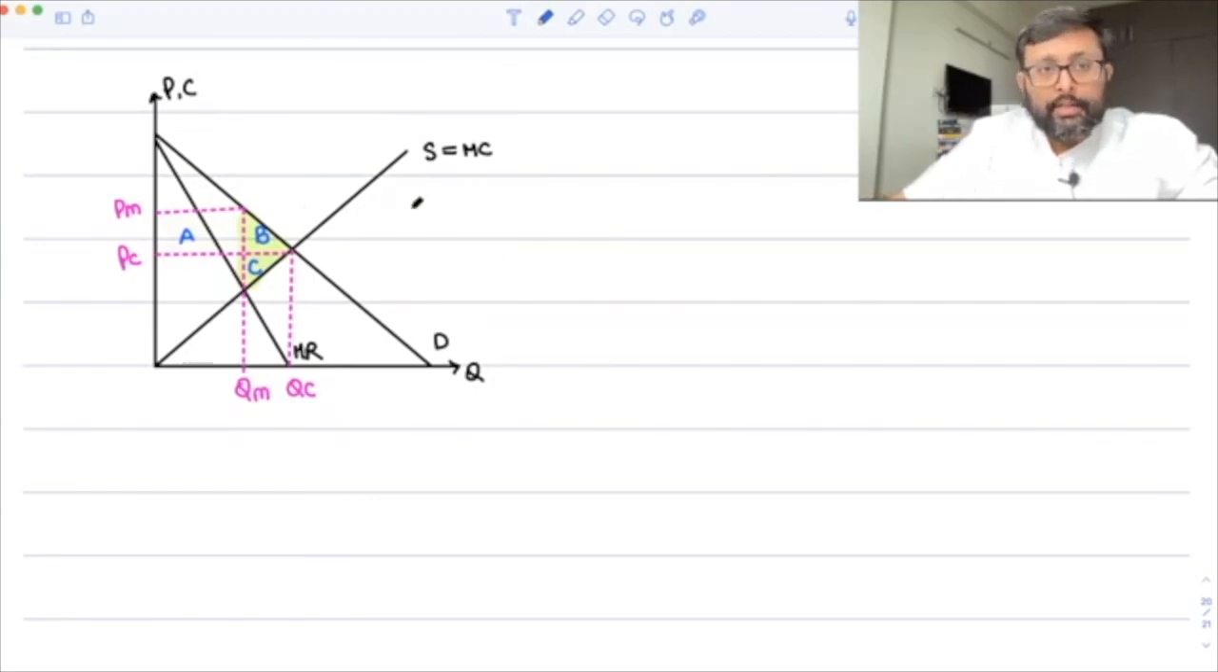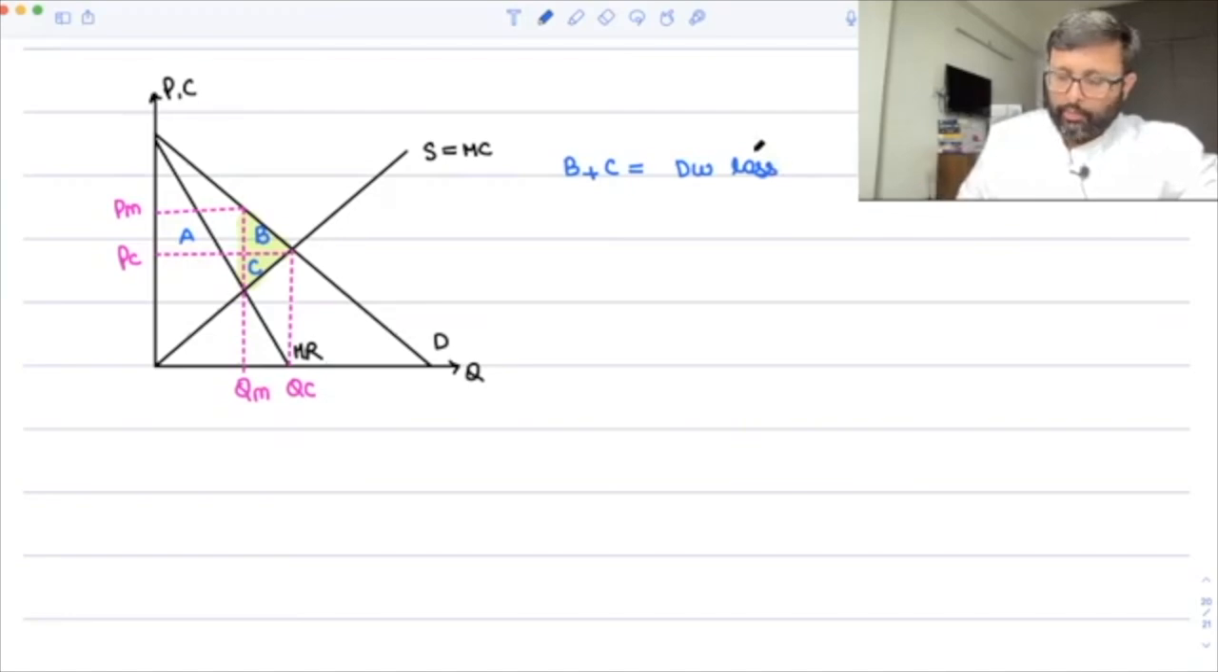So this area B plus C is what is called deadweight loss. This area is what is called deadweight loss.